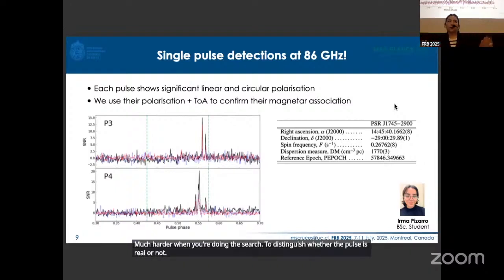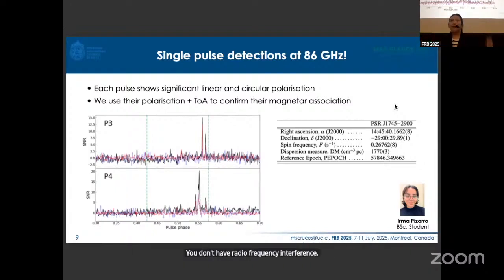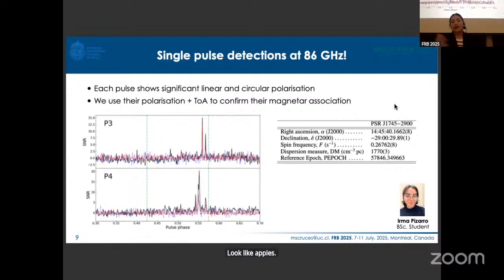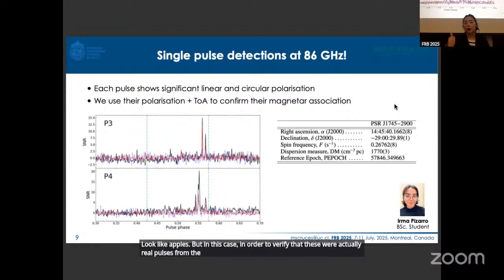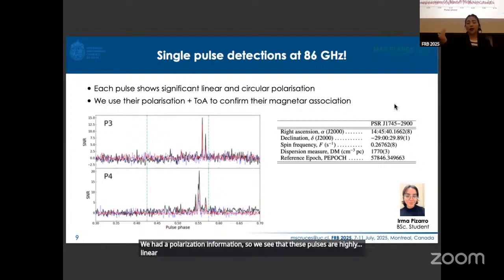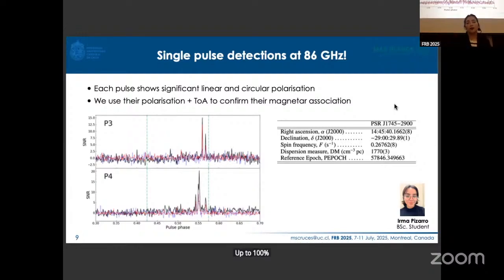You don't have radio frequency interference, which is good, but because of the phasing of the ALMA system, you will have some signals, some artifacts that could look like a pulse. But in this case, in order to verify that these were actually real pulses from the source, we had polarization information. So we see that these pulses are highly linearly polarized, like up to 100%. There is circular polarization as well.